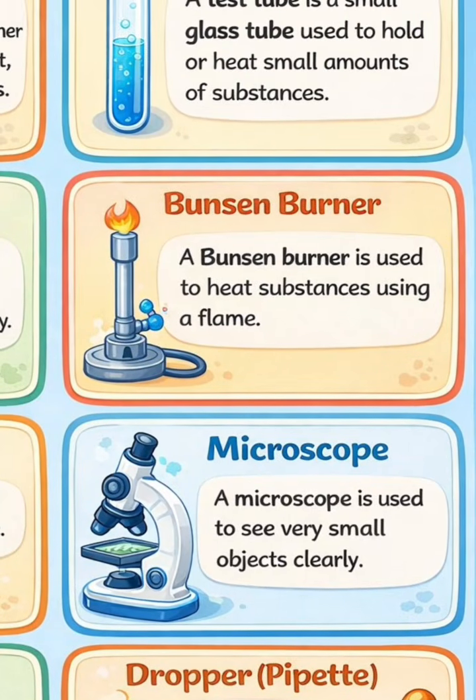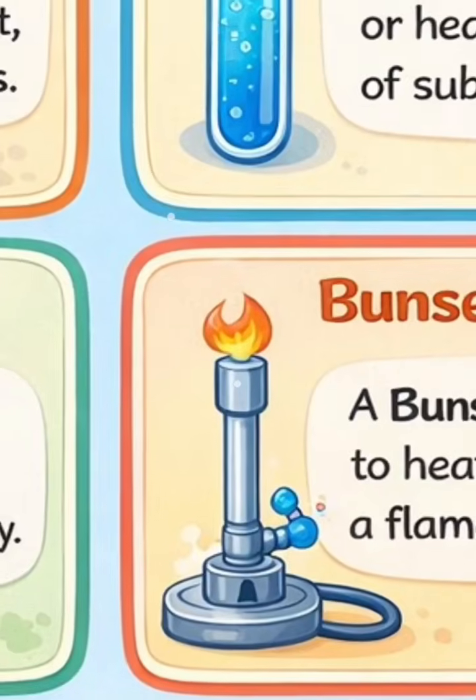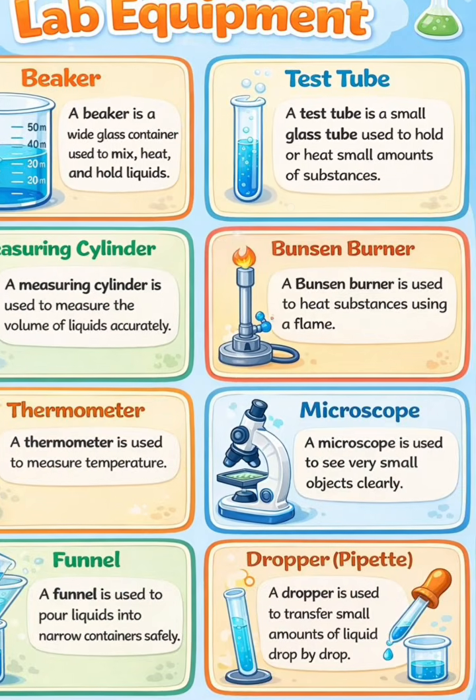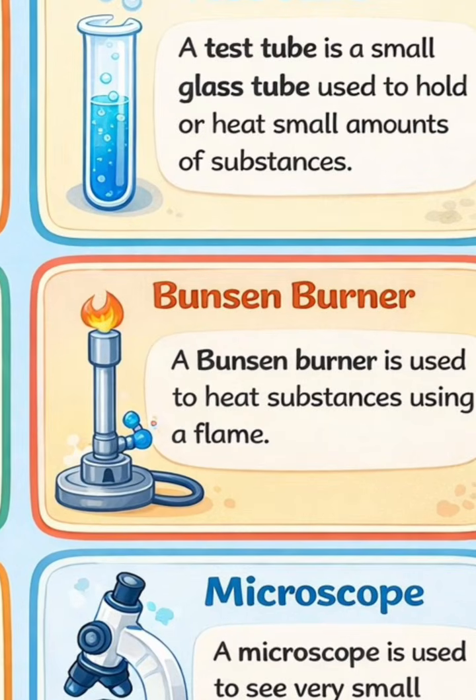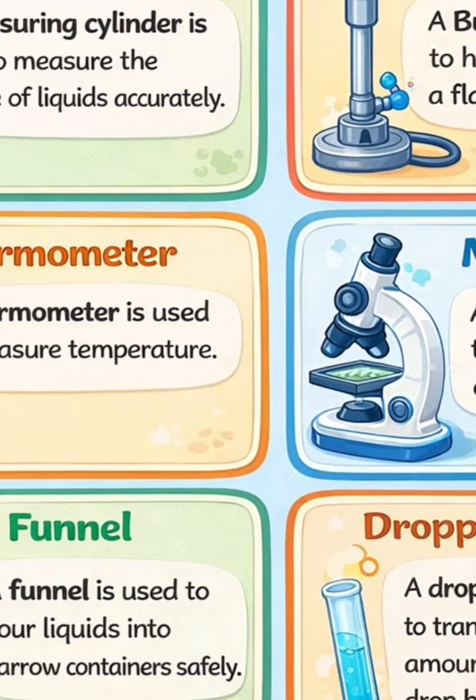Bunsen burner. A Bunsen burner is used to heat substances using a flame. You can see it has a flame up there. It's just like how we use a stove to cook. But this is a specially made burner for beakers and test tubes.